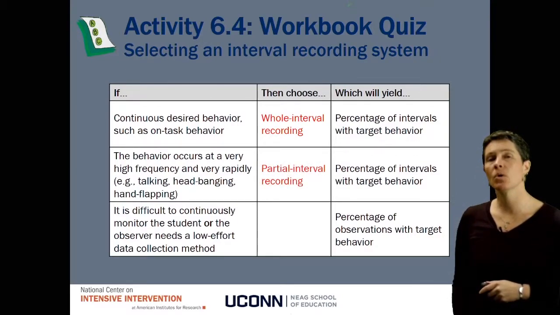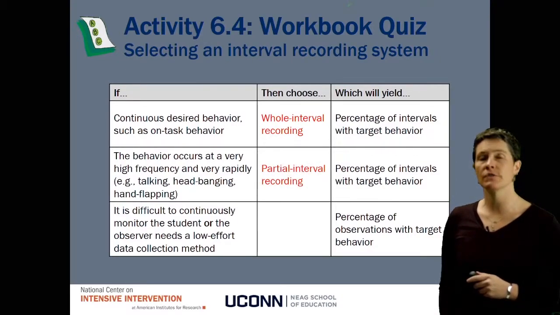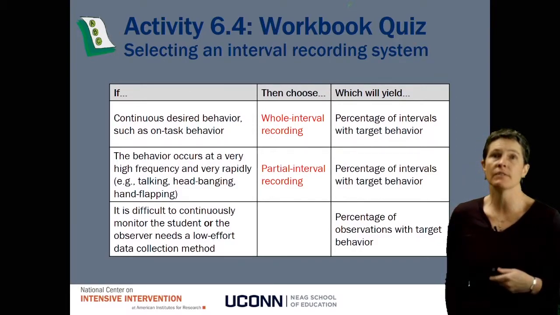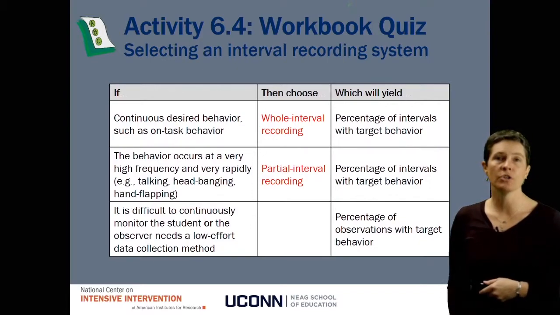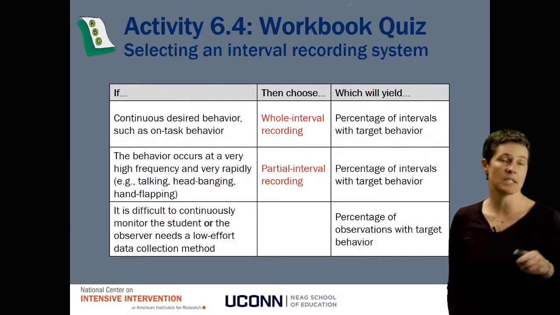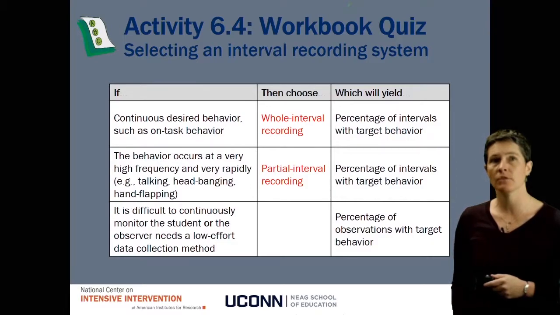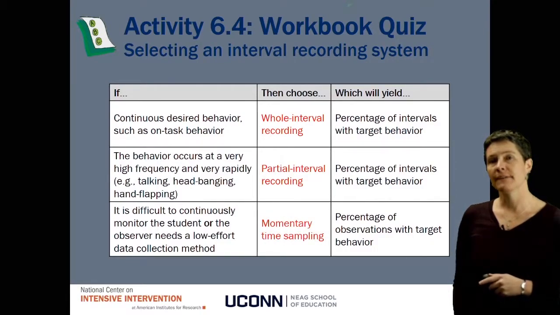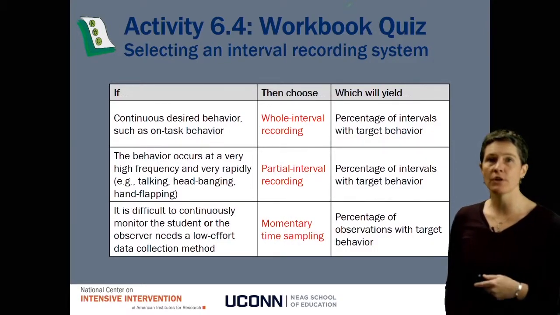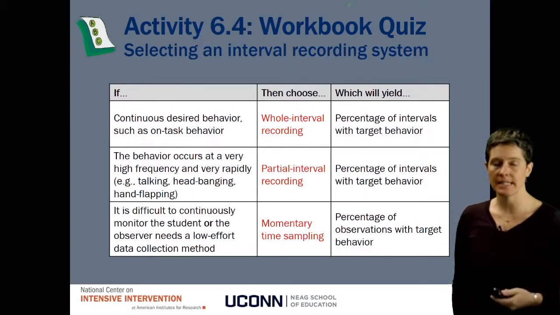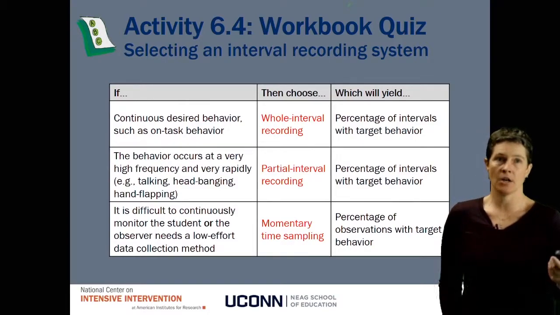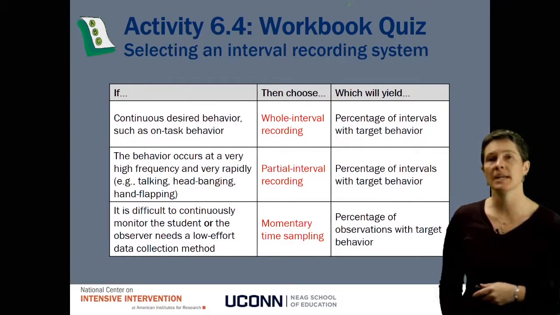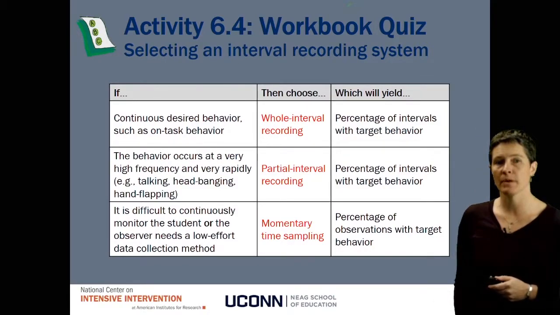If you want to record information on a behavior that occurs at a very high frequency and very rapidly, something like talking or head banging or hand flapping, partial interval recording might be a good way to do that. Did the behavior occur at any point during that interval? And finally, if you wanted to record something that's difficult to continuously monitor, so if you're trying to teach or do something else while you're also observing a student or collect data on other things, momentary time sampling might be a way to collect that information.